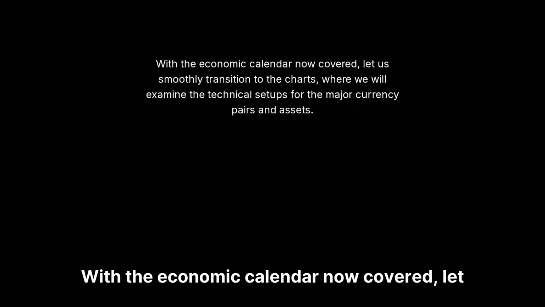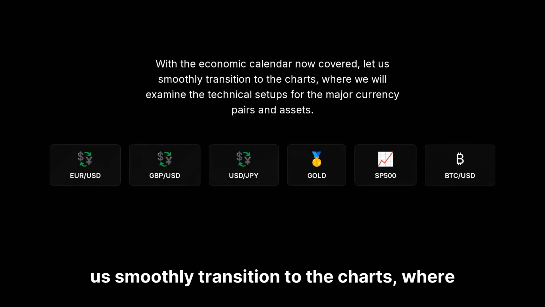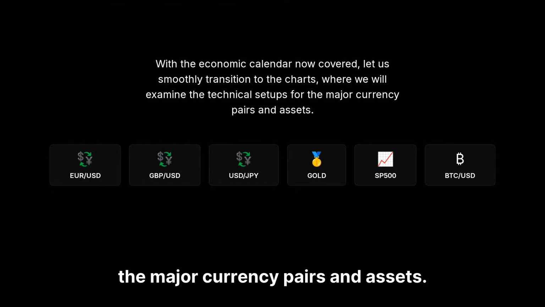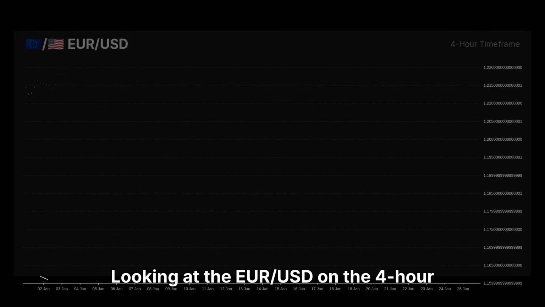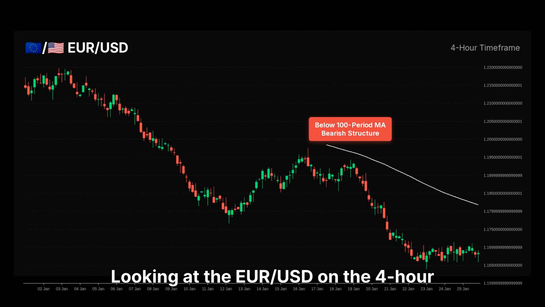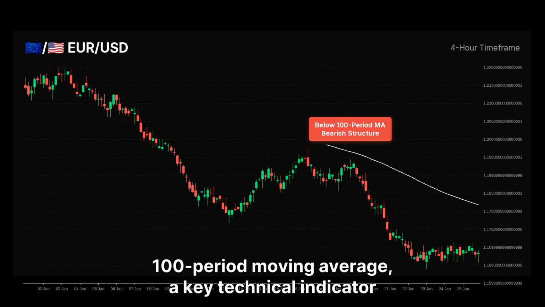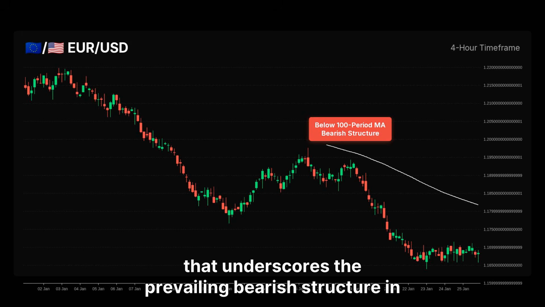With the economic calendar now covered, let us smoothly transition to the charts, where we will examine the technical setups for the major currency pairs and assets. Looking at the EURUSD on the 4-hour time frame, the pair remains firmly below the 100-period moving average, a key technical indicator that underscores the prevailing bearish structure in the market.